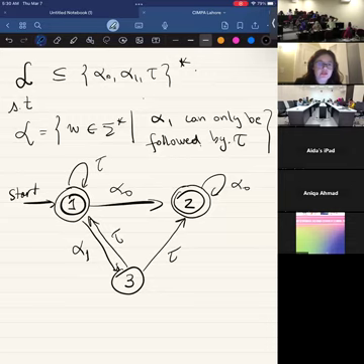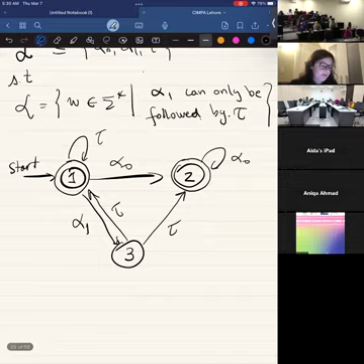So this automaton is saying that if we read alpha 1, then we definitely cannot read alpha 0 or alpha 1 again. So we must read only tau after that.